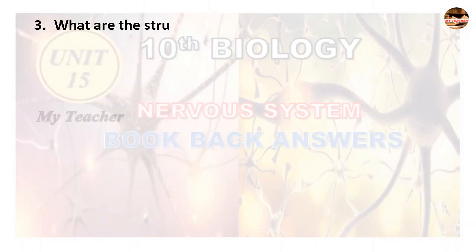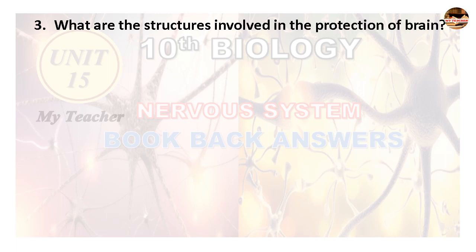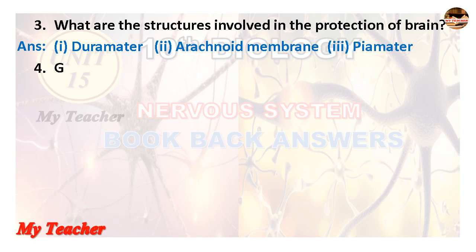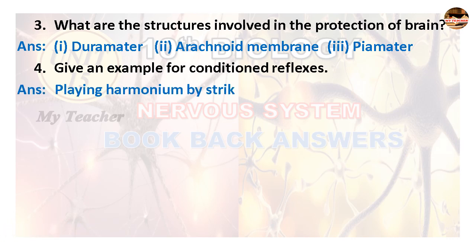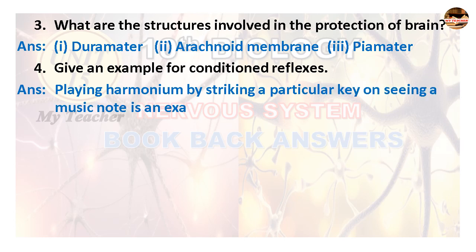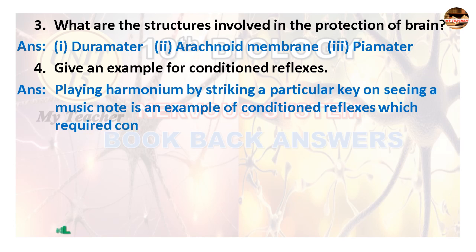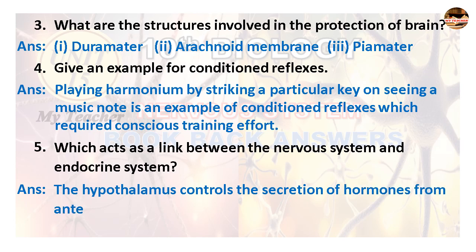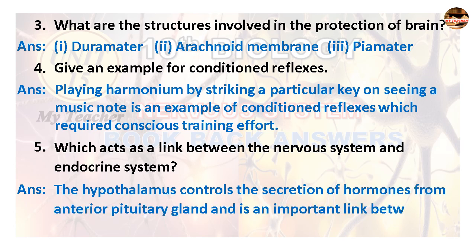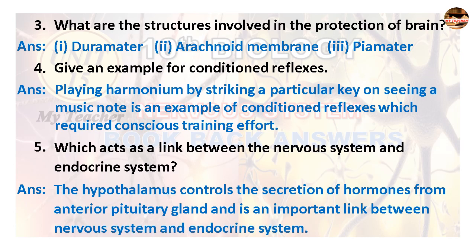Third question, what are the structures involved in the protection of brain? Answer, dura mater, arachnoid membrane, pia mater. Fourth one, give an example for conditioned reflexes. Answer, playing harmonium by striking a particular key or seeing a music note is an example of conditioned reflexes which require conscious training effort. Fifth question, which acts as a link between the nervous system and endocrine system? Answer, the hypothalamus controls the secretion of hormones from the anterior pituitary gland and is an important link between nervous system and endocrine system.